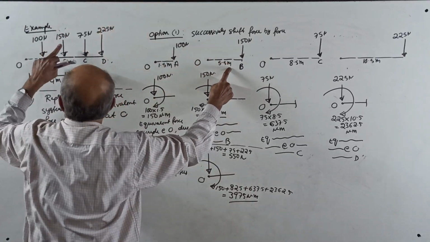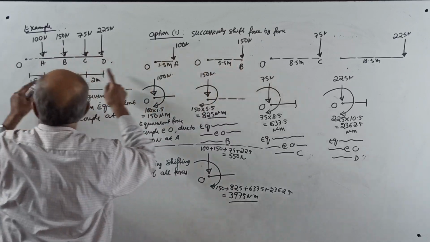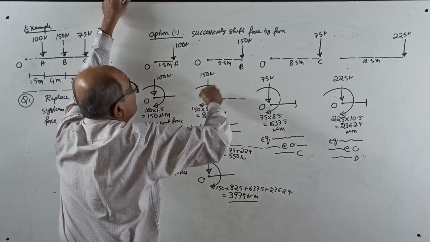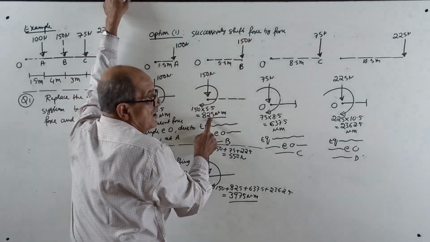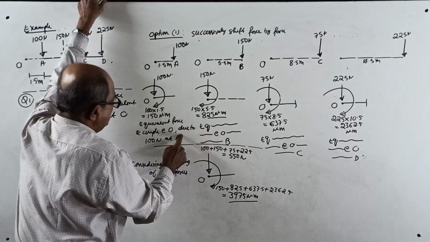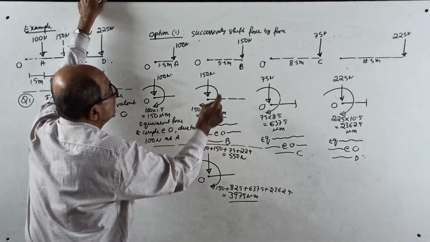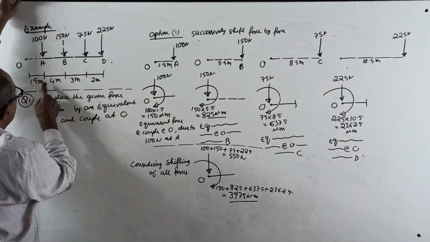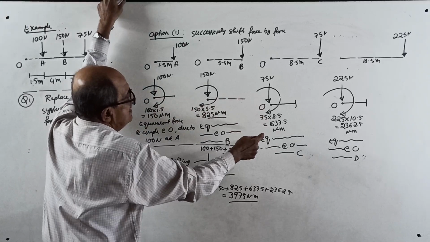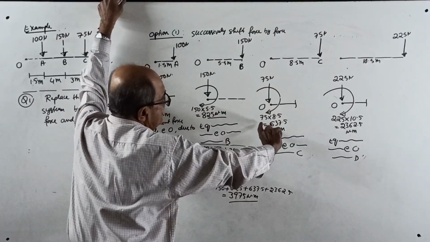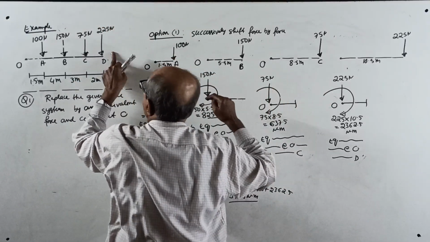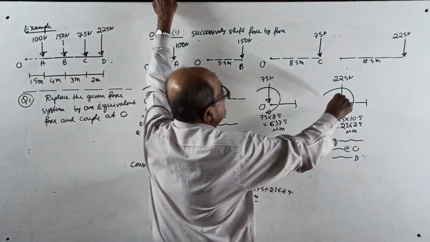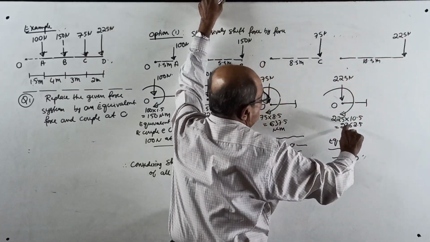Next, consider 150 Newton force acting at B. Distance is 5.5 meter. Shift it here. 150 and a couple of 150 into 5.5 equal to 825. Equivalent, same thing, force and couple at O due to force acting at B. Same way for C, distance will be 1.5 plus 3 into 8.5 meter. So you get this answer, 75 and 637.5 due to 225 Newton, 1.5, total is 10.5 meter. Okay, so it becomes 225 into 10.5 force with the couple.